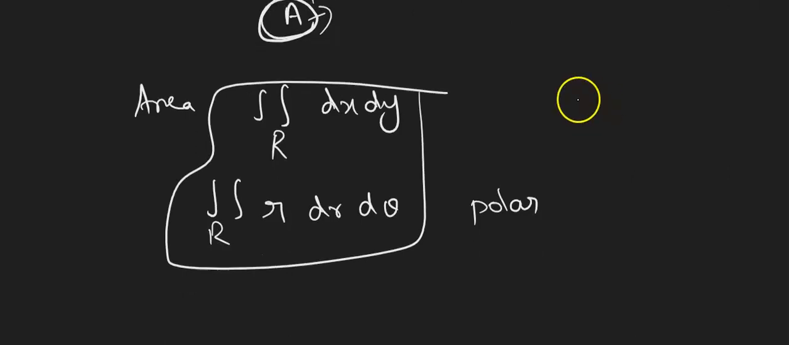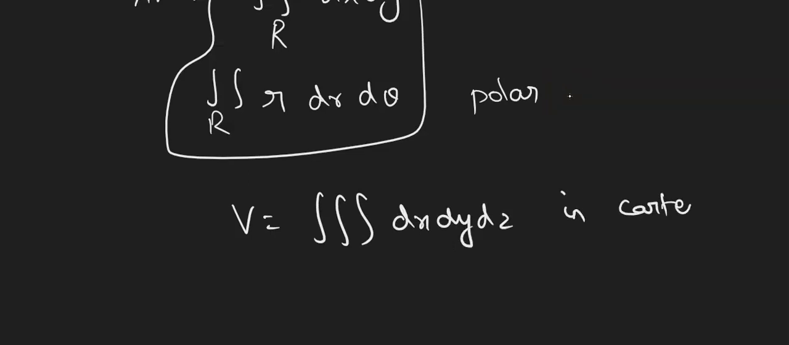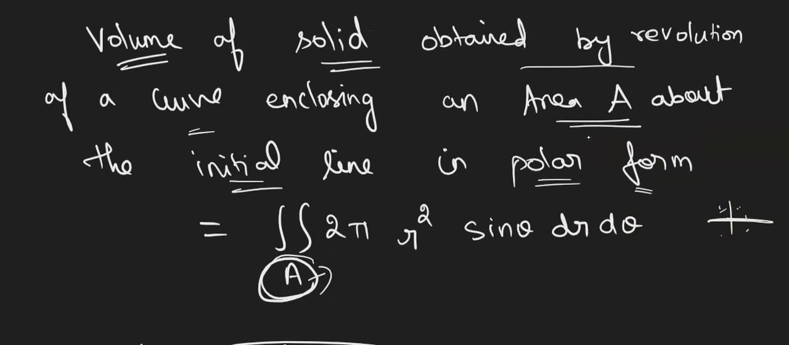And for volume, what have we seen? Triple integral dx dy dz in Cartesian. So these two things we have done in the previous video. We have covered this, and I have given you the formula for the volume of a solid obtained by revolution of a curve in polar form.